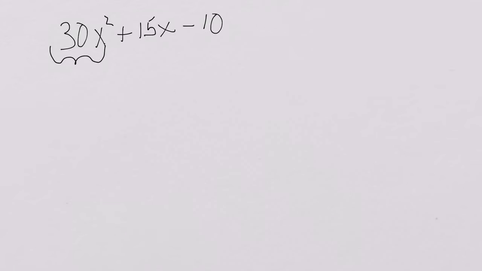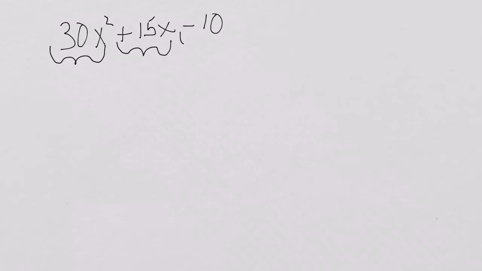All right, so we're going to talk about factoring out the greatest common factor. Let's just take an example of, say, 30x squared plus 15x minus, let's just say, 10. When you're looking to factor out a greatest common factor, you look at each individual term.